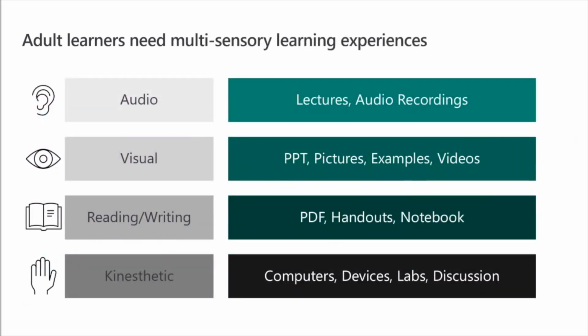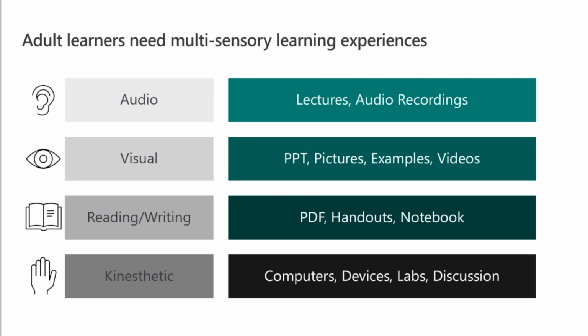Next up, adult learners need multi-sensory learning experiences and teaching methodologies. And this is super important because if all you do is make videos or all you do is make ILT with participant guides, some people are going to suffer and not be engaged, and they won't learn as well. And this is because each person has a different kind of learning style.